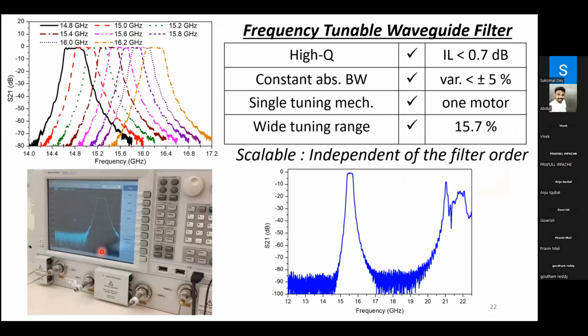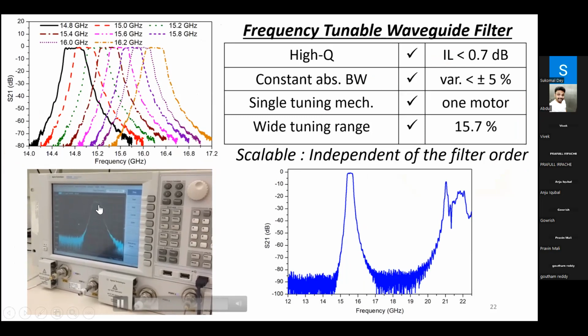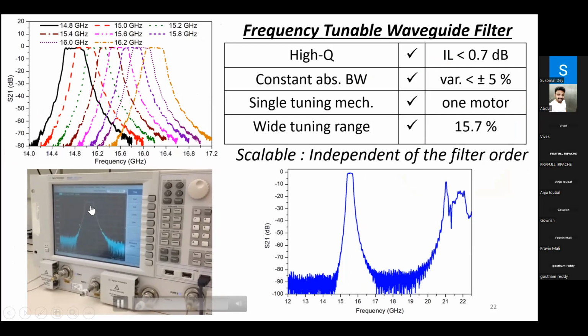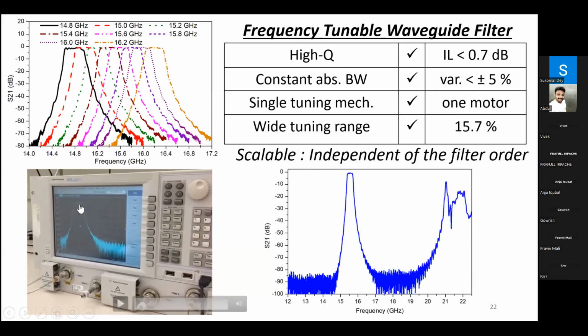So let me just play the video, which is much more interesting. As the tuning element is linearly displaced, we see that the response of the filter tunes over the tuning range, and the shape of the filter remains the same. The insertion loss doesn't change, and the bandwidth also is maintained constant over the tuning range.